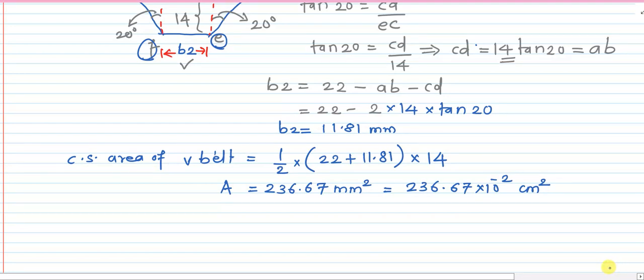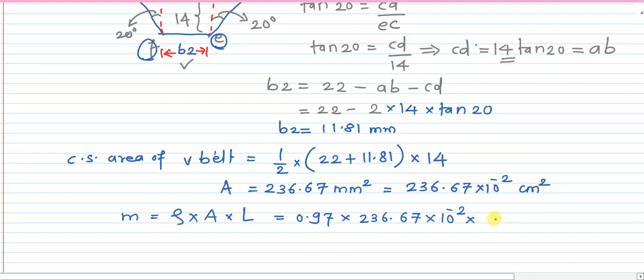Now this area is available with us. We can proceed with the calculation of mass. Mass m is equal to density multiplied by area multiplied by length of the belt. Length we are going to consider 1 meter. So the density is 0.97, area 236.67 into 10 raised to minus 2 centimeter square. Now 1 meter of belt length means 100 centimeter.